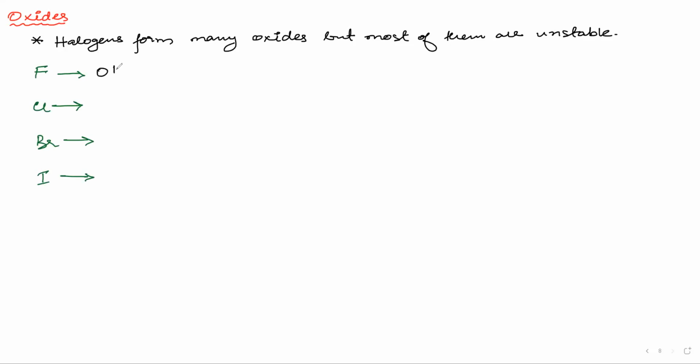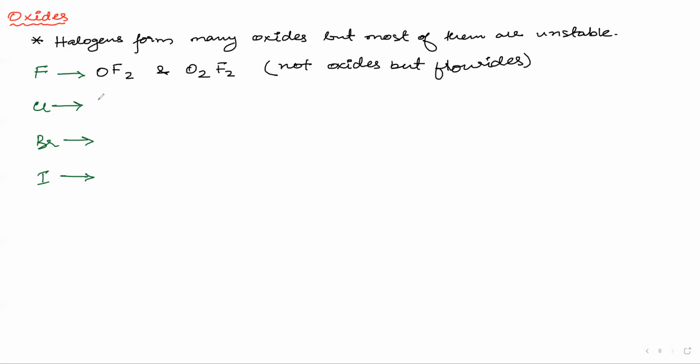Fluorine makes OF2 and O2F2. These are not oxides but fluorides, because here fluorine is having a negative oxidation state. Oxygen is having a positive oxidation state because fluorine is more electronegative. Okay, these are not oxides but fluorides. Now the next ones will all be oxides only.